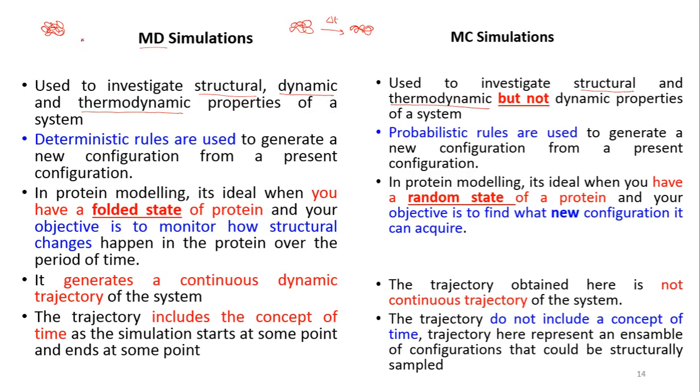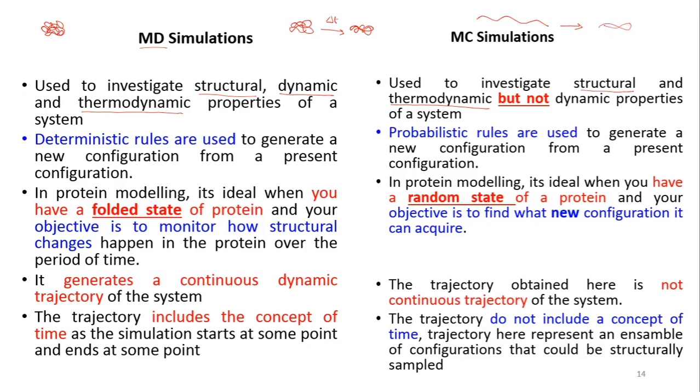Using MC simulation will be more ideal when you have to start out with something in a random state. If you start out with some random state of the protein, which you know is not the folded state of your protein, and your objective is to find out what new conformation this random state might acquire.